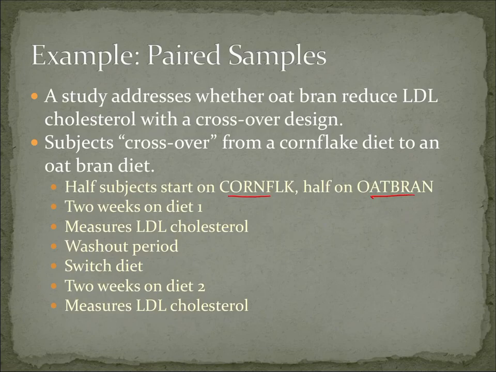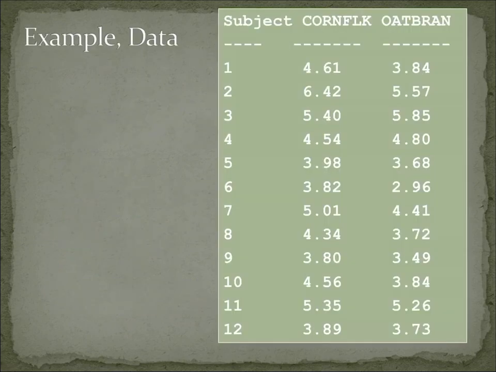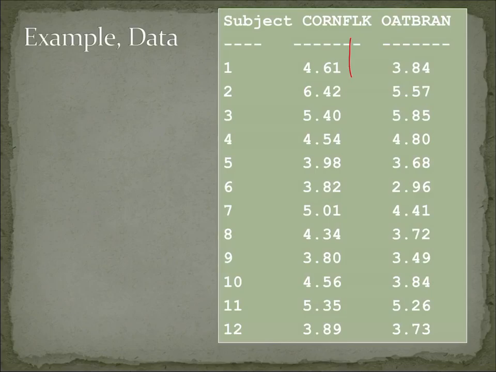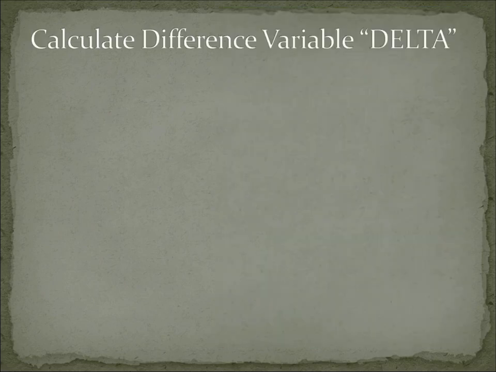So you had half the subjects on corn, then on oat, and then they flipped after this washout period, and then went back on the second diet, and then they were able to compare them to each other. So here you have your subjects and your cornflakes. On cornflakes for the LDL and their oat bran, see how each point, subject number 12 had a match point for the cornflake and oat bran.